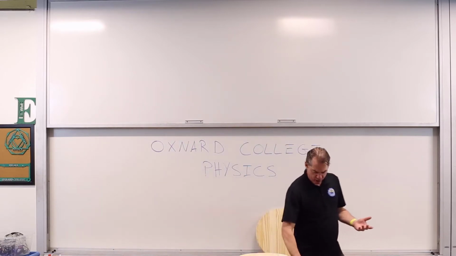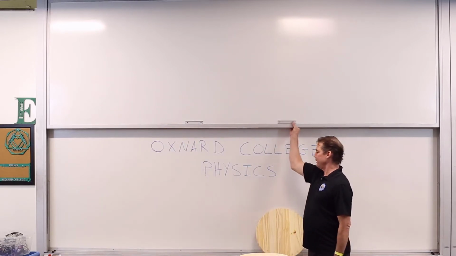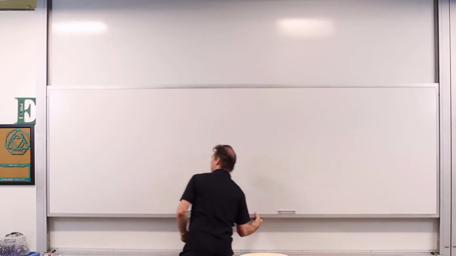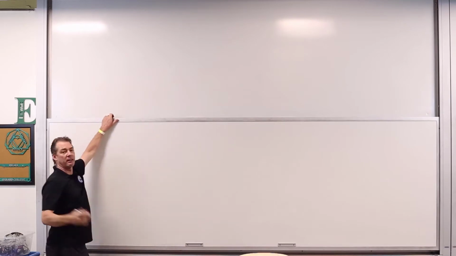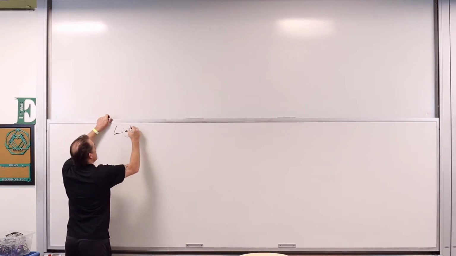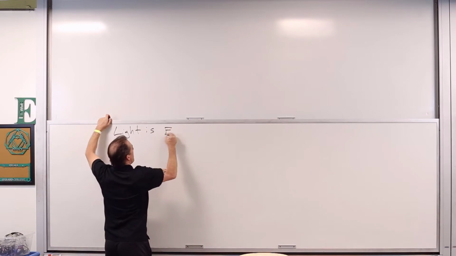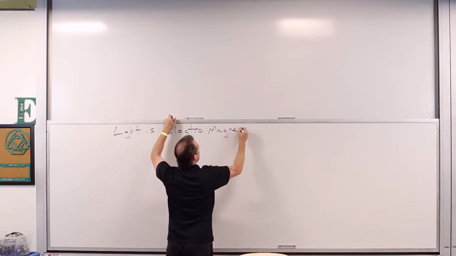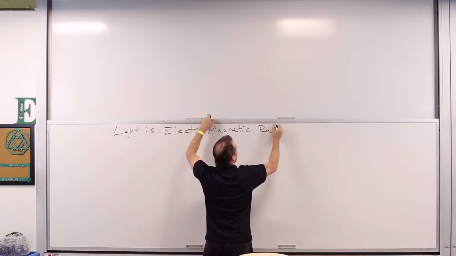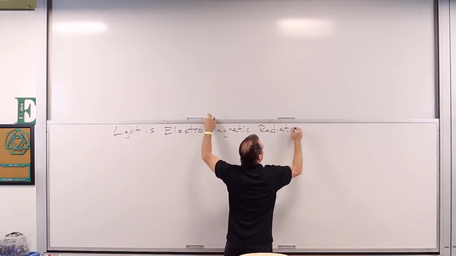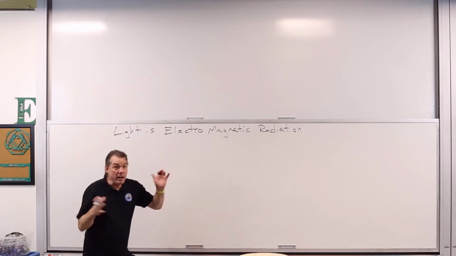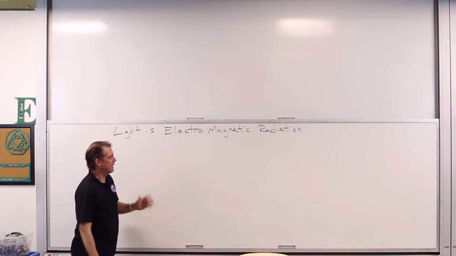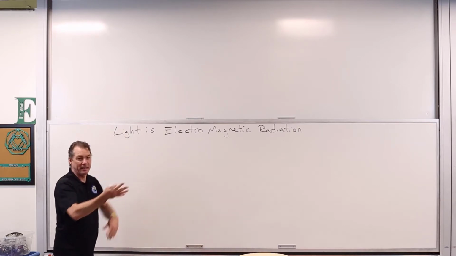So let us just start off with, what is light? Well, get this out of the way. Light is just electromagnetic radiation. A lot of people say, radiation, wait, that's bad, right? Like toxic waste. We're not talking about that kind of radiation. We're talking about light, electromagnetic radiation.